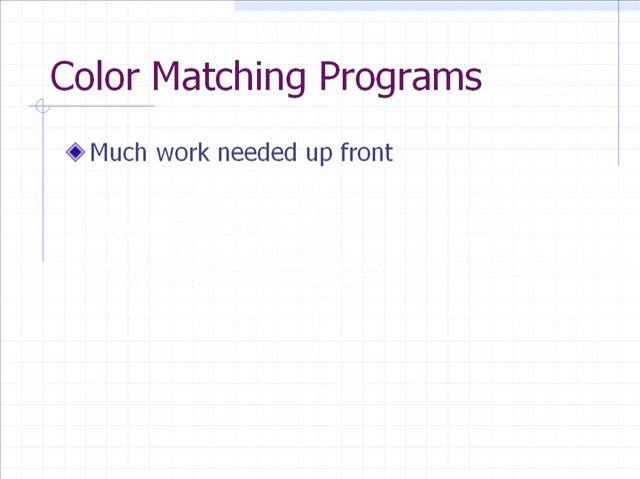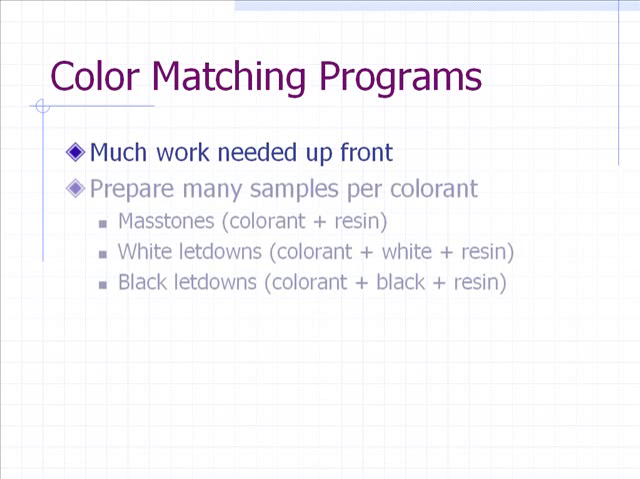What you do when you set up these programs is you have to put a lot of work into it up front. For every colorant you have to make up mass tones. White letdowns are the colorant plus white, basically, and you put it in the resin. The mass tones are just the colorant itself, and the black letdowns are colorant plus black plus resin. It may be anywhere between 5 different samples up to 10 or 12 samples for each colorant that you have in your system, in your palette.